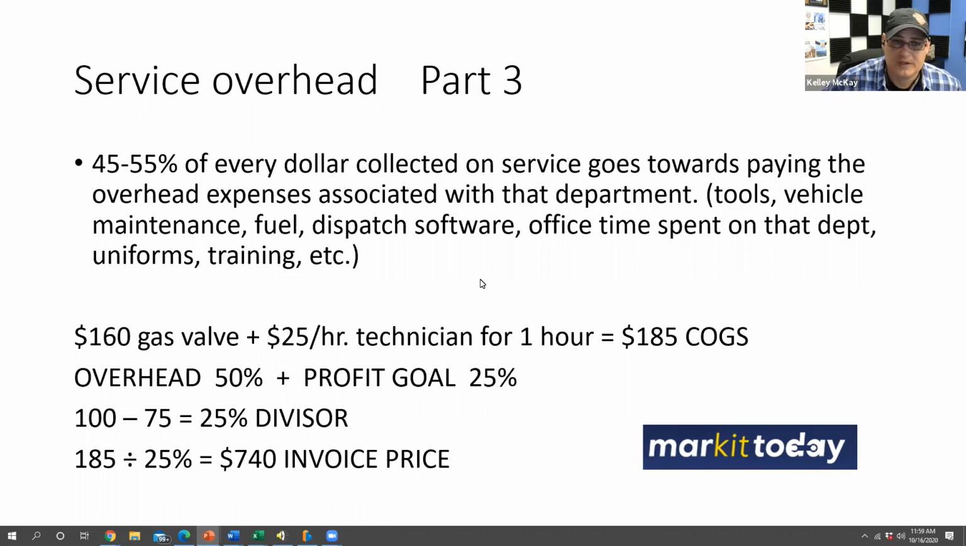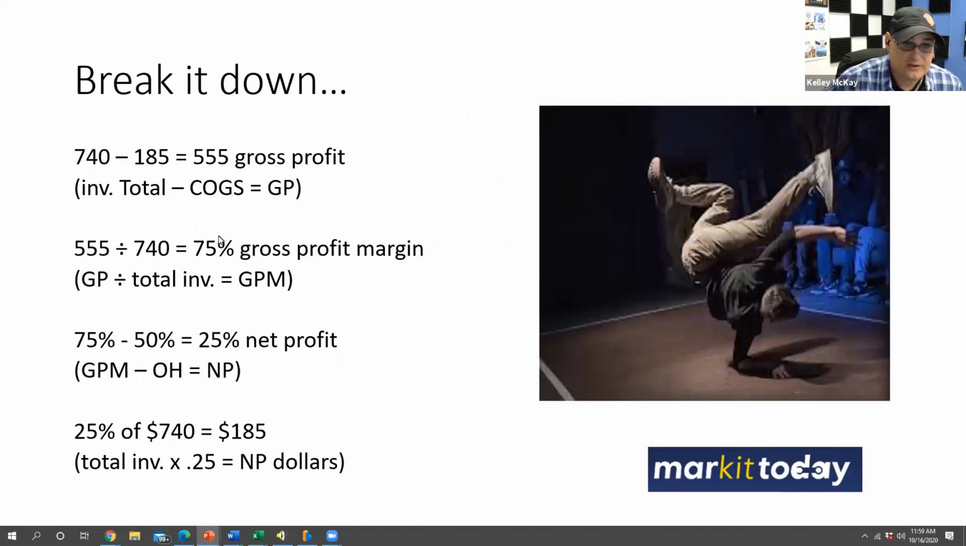is what you'd have to charge that customer to walk away with the 25% net profit. Now let's break it down. You can reverse engineer that whole thing. If you take your total invoice minus your cost of goods sold, that's 555 gross profit. This is what most people think they're earning and walking away with. But consider the possibility that your gross profit is not what you walk away with. You haven't paid any of your extra expenses that it took to get that customer.